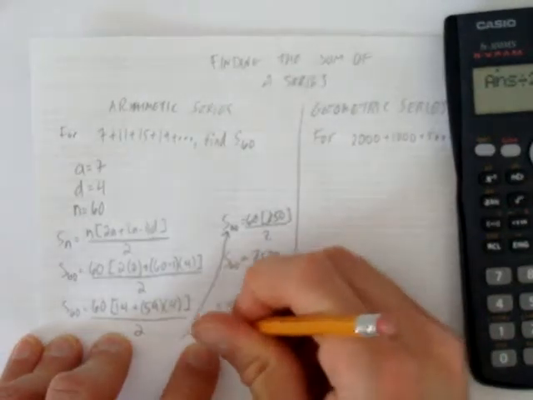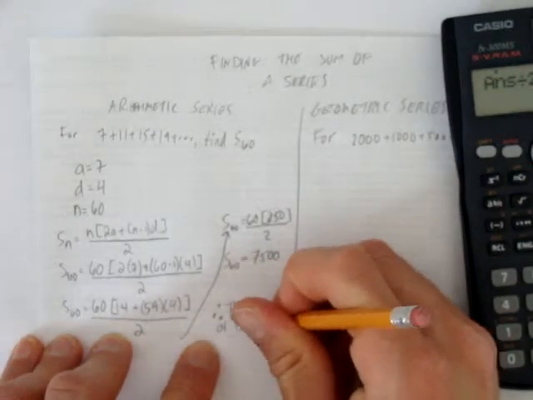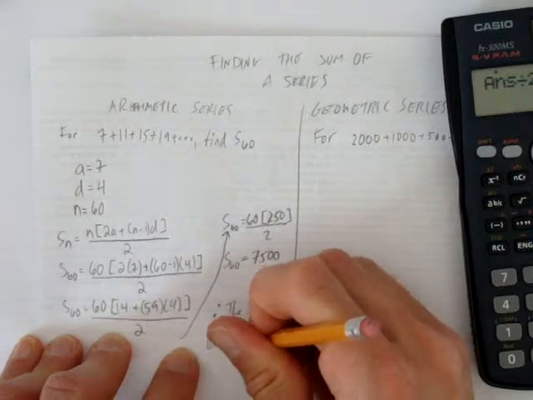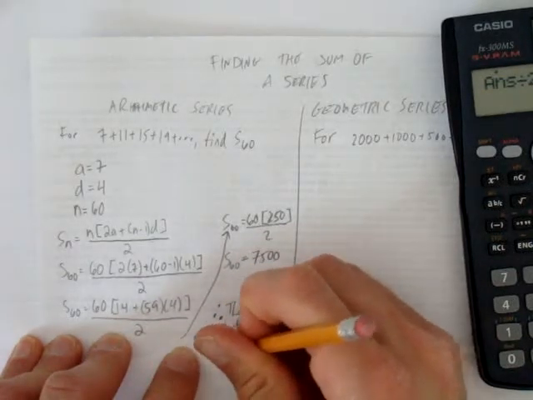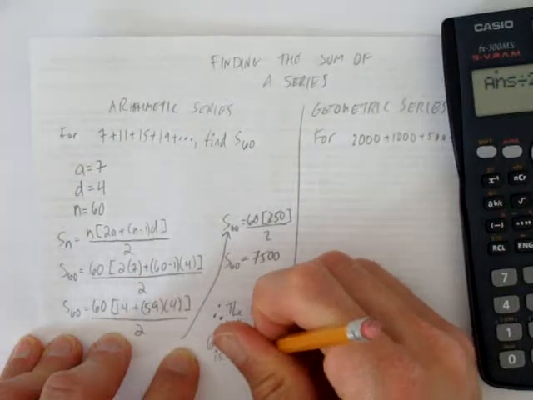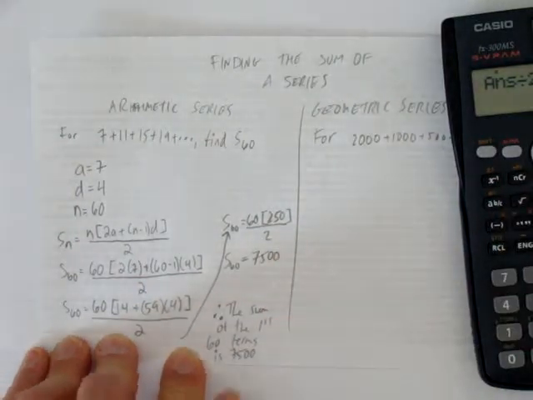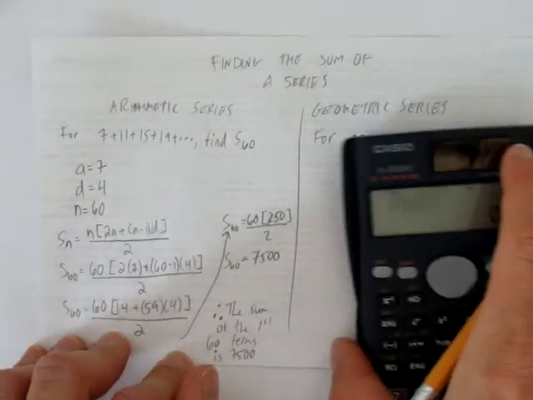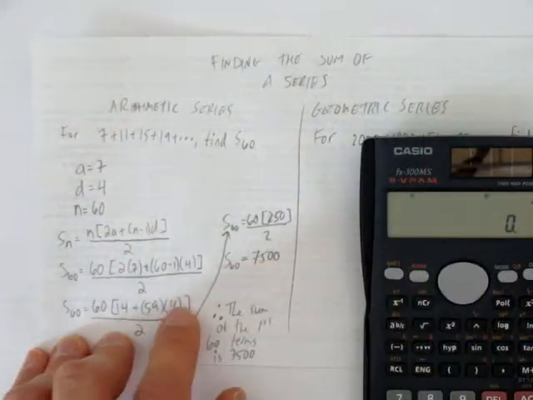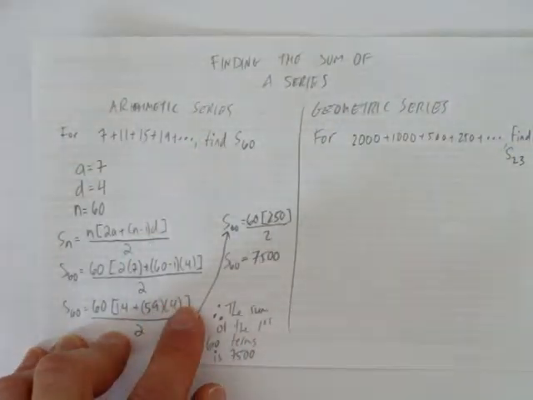It's sort of a word problem, so let's just cover our bases with a word answer and say the sum of the first 60 terms is 7,500. That was finding the sum of an arithmetic series. Now we're going to look at a geometric series.